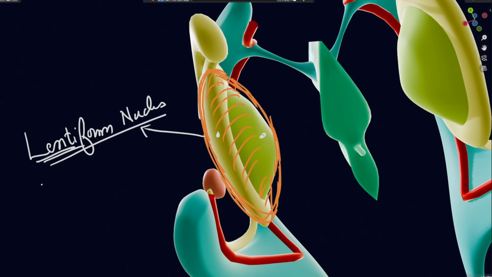putamen plus globus pallidus, not the caudate. Caudate is excluded from it. I hope my spellings are correct.